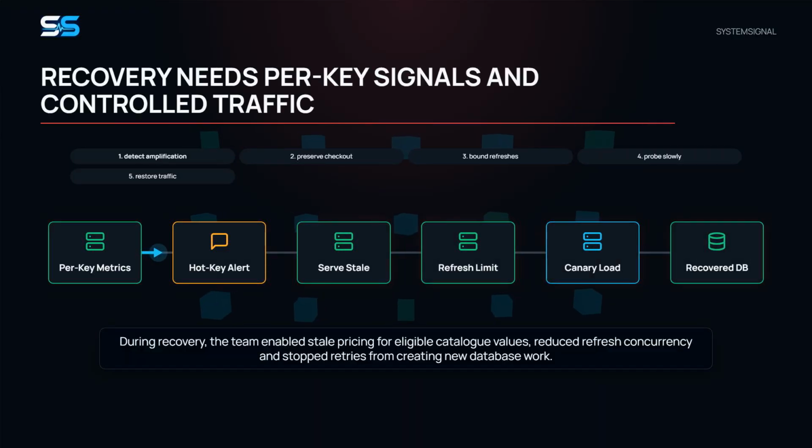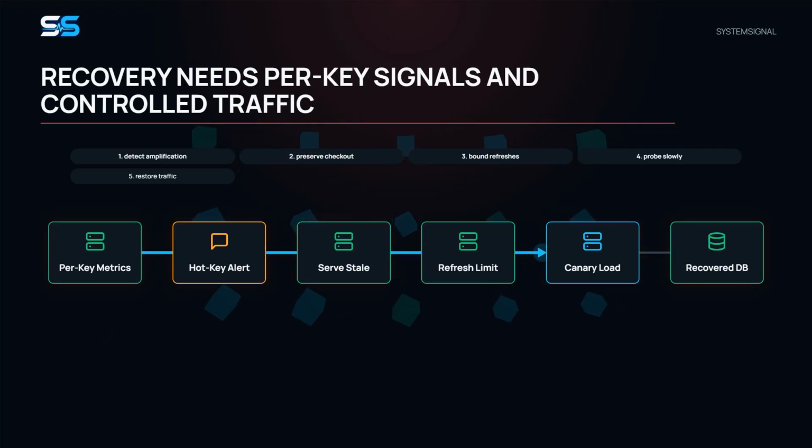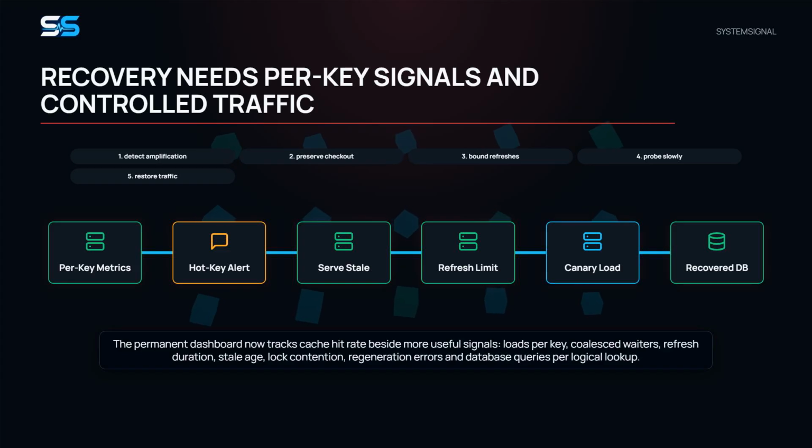During recovery, the team enabled stale pricing for eligible catalog values, reduced refresh concurrency, and stopped retries from creating new database work. They restored live loading through a small canary before releasing all waiting requests. The permanent dashboard now tracks cache hit rate beside more useful signals. Loads per key, coalesced waiters, refresh duration, stale age, lock contention, regeneration errors, and database queries per logical lookup.